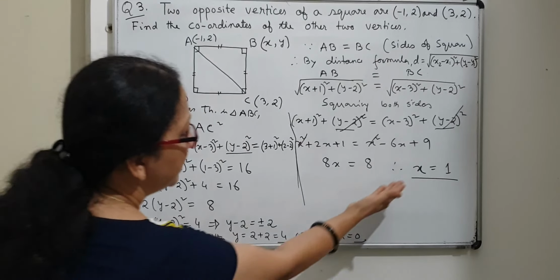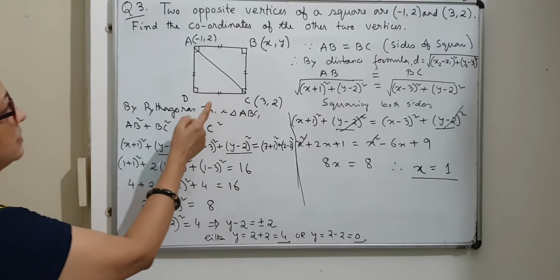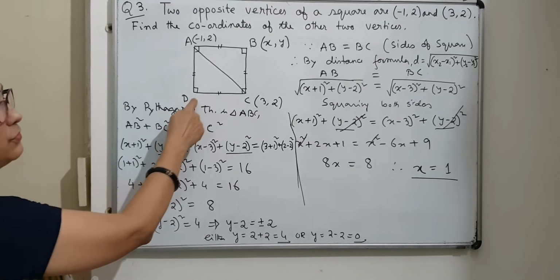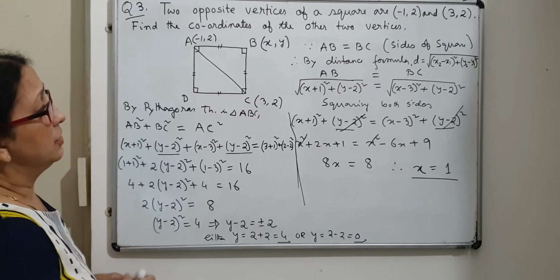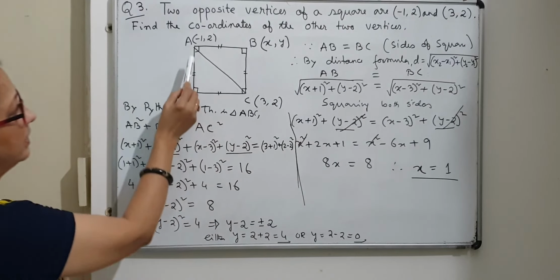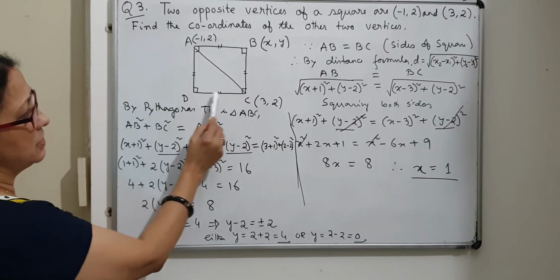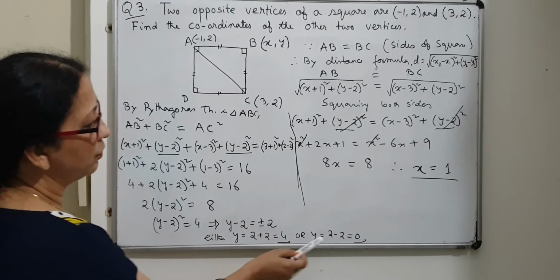So this same thing, that is the same values I will be getting if I consider the point D also, because for D also AD is equal to DC, you see. So if I consider AD is equal to DC, I will be getting x is equal to 1. And if I use AD square plus DC square is AC square, Pythagoras theorem, then also I will be getting these two values of y.